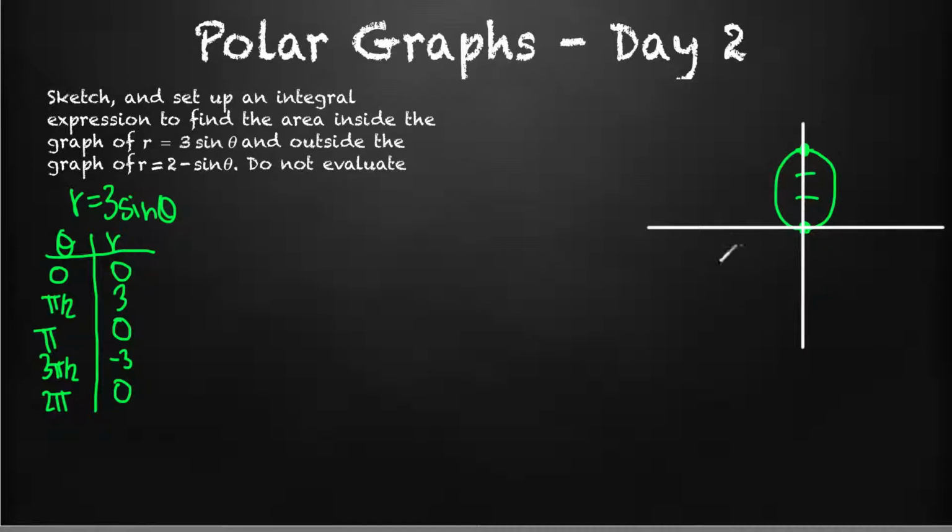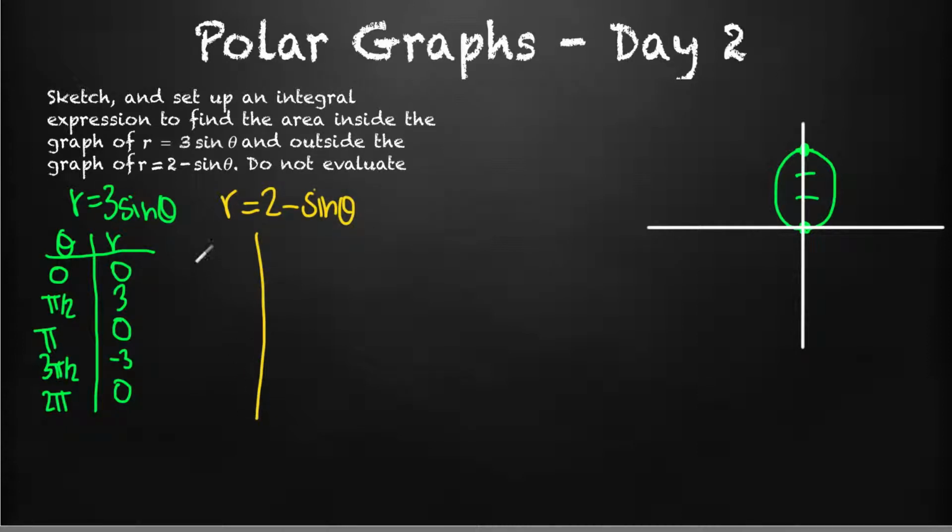You'll start to see that if this was 5 sine theta, the diameter would be 5, and the sine of theta means it's going up and down the y-axis. If we were to change this to cosine of theta, then it would be the diameter along the x-axis here. All right, so now we're going to sketch the other curve, and that is r equals 2 minus sine theta.